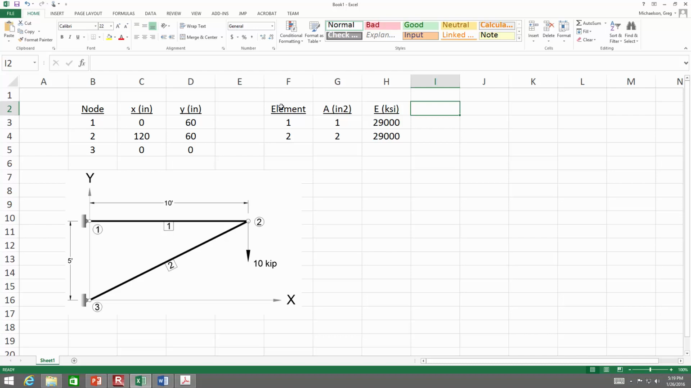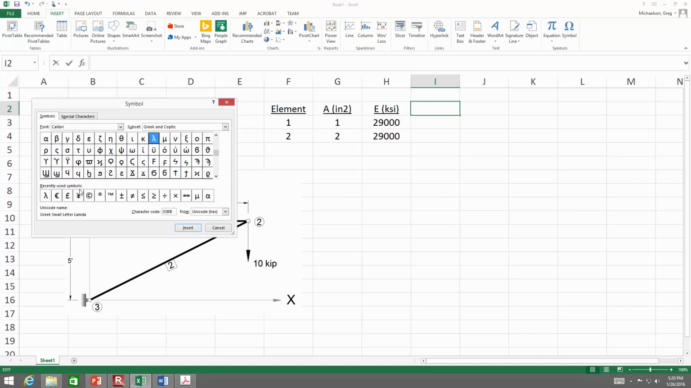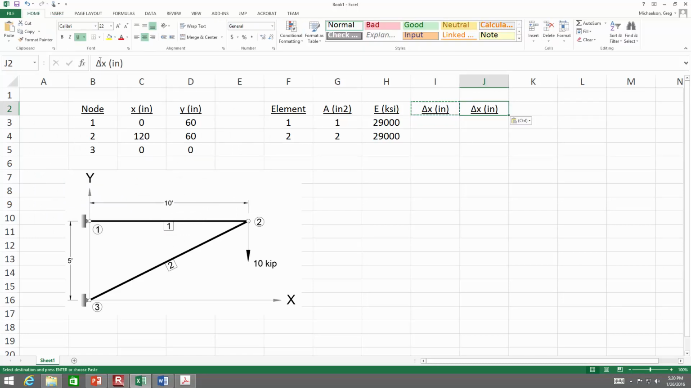Okay, now, before we start calculating member lengths, let's do this. You all can just call it dx if you want. I'm going to actually go to insert symbol and put in a delta. Delta x inches, and then delta y. You all can call it whatever you want. If you want to call it dx, dy, it doesn't really matter.